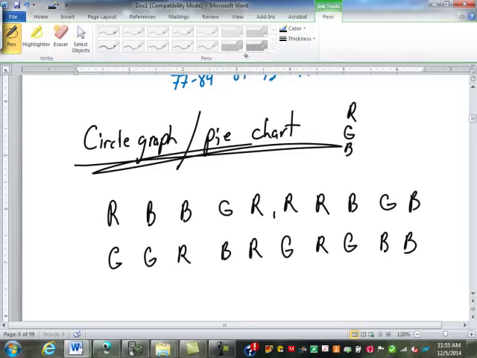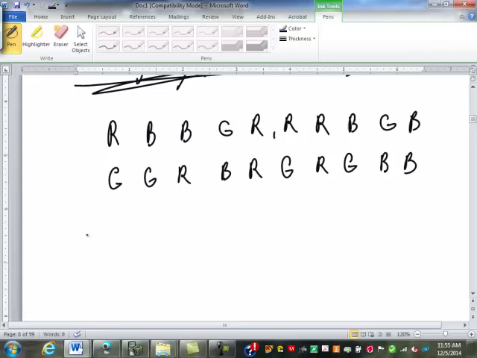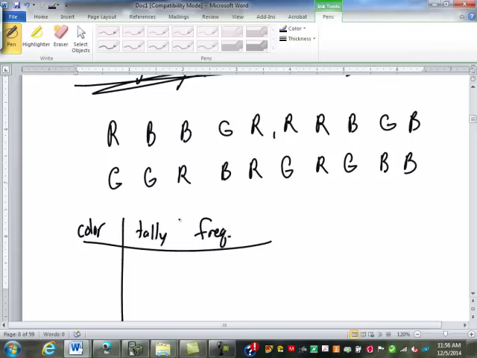Well, let's see how close any of those approximations are. For our frequency table, it's going to be color and frequency. And I am going to put a tally column in here to make this one easier. We're going to do red, blue, and green. So we've got a red, a blue, a blue, a green, a red, a red, a red, a blue, a green, a blue. Then we've got green, green, red, blue, red, green, blue, blue.